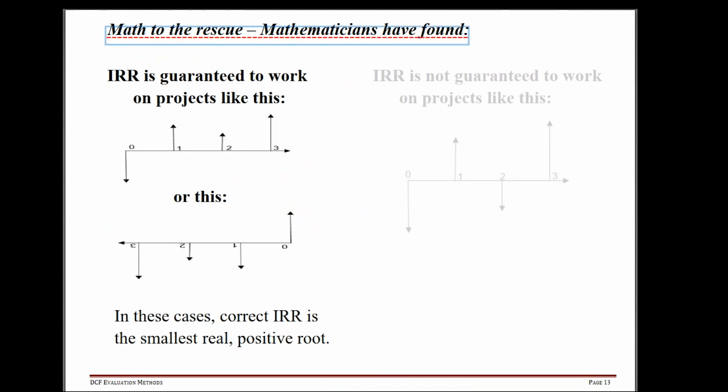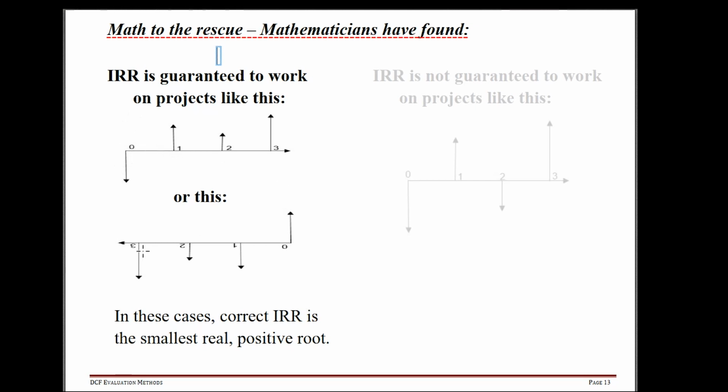People much smarter than me have found that the IRR method is guaranteed to work for 4 types of projects. Something like this, where you have a negative cash flow only at t equals 0 and all the other cash flows are positive, or if you flipped this over the x-axis, you would have 1 positive cash flow here and all the rest negative.